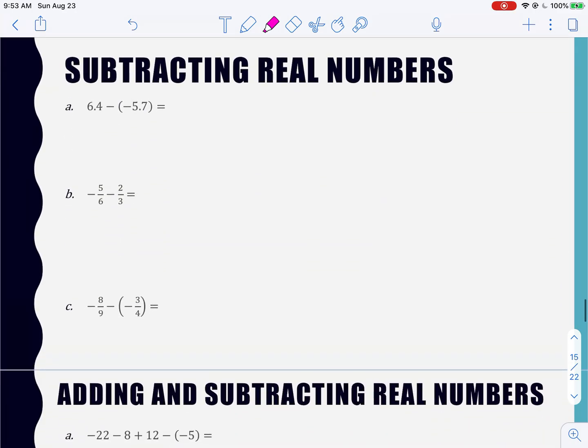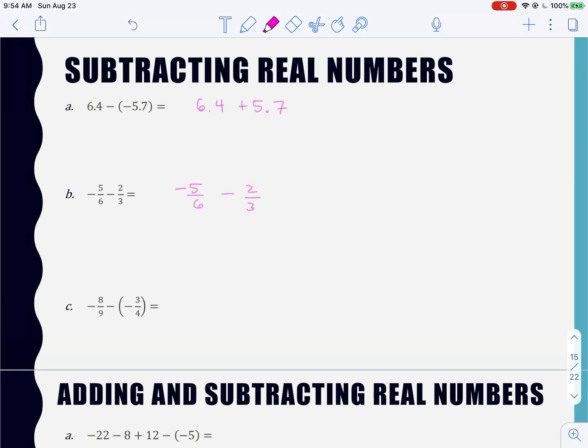Subtracting real numbers. So this would work the same way. Remember, if it's 6.4 minus negative 5.7, you're subtracting negatives, so that's the same thing as adding. So it'll be 6.4 plus 5.7. So you guys can try that.